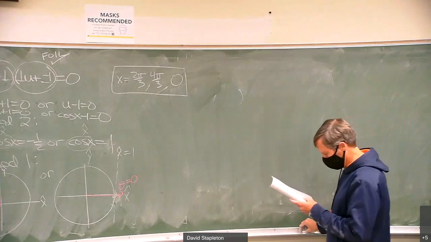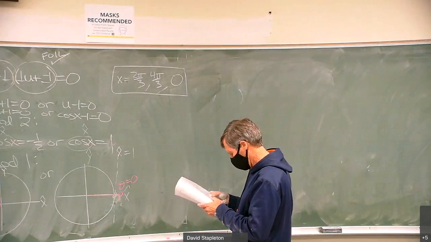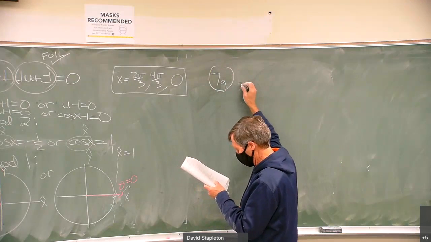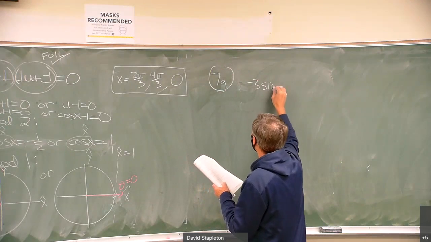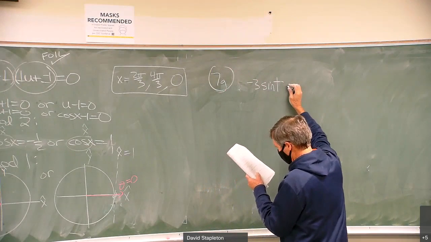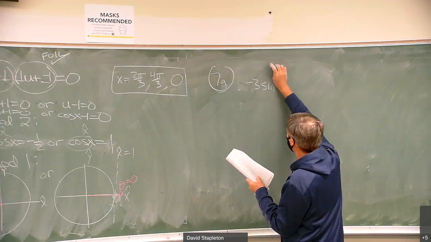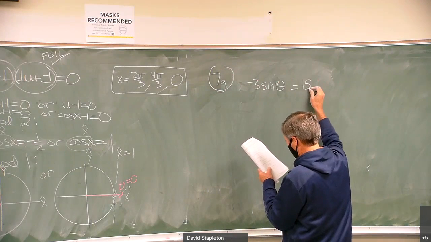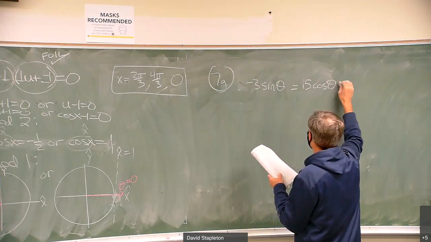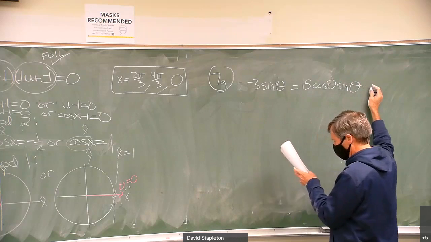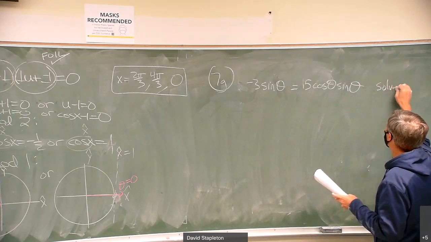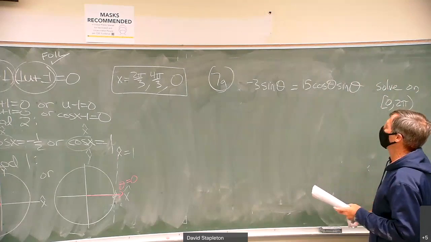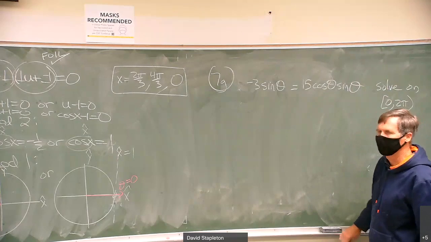This one is 7G, and this one another trick also. Suppose I have minus 3 sine t. Let's call it theta. It uses t here. Let's use theta. Equals 15 cosine theta sine theta. They solve this on the unit circle on the interval 0 to 2 pi. How about that? How would I go about that one?